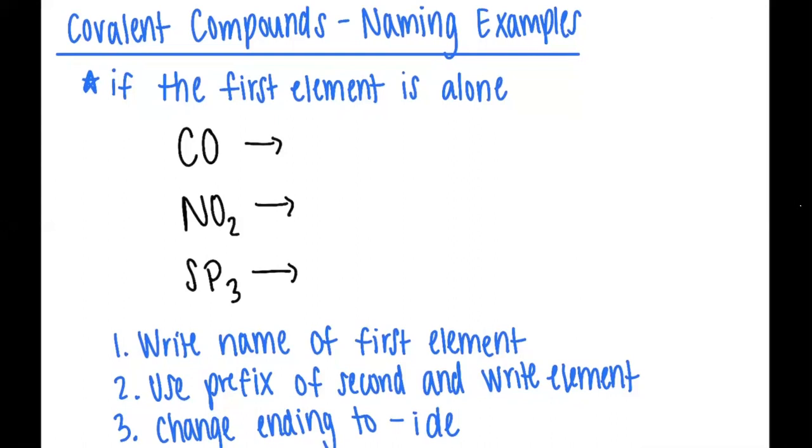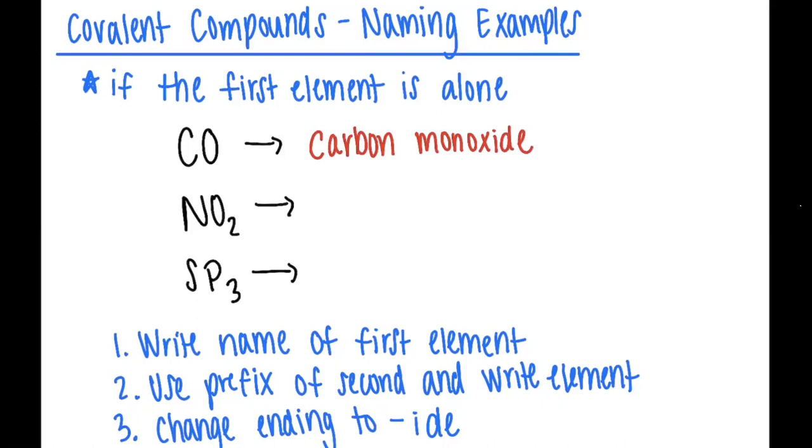So rule one says write out the name of the first element, okay? Carbon. Then it says two, use the prefix of the second and write the element. Well, I have one oxygen, so monooxygen. And then rule three says change the ending to IDE. So I'm no longer monooxygen, I turn it to monoxide. Monoxide. Okay. Now, Katie, can you do this next one for me?